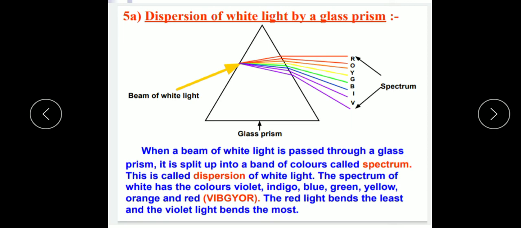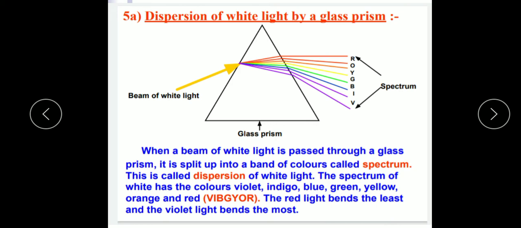Now, what is the cause of dispersion? Why does dispersion occur? The light rays of different colors travel with the same speed in vacuum and also in air. But in any other medium, they travel with different speeds. They travel with different speeds and bend through different angles, which leads to the dispersion of light.